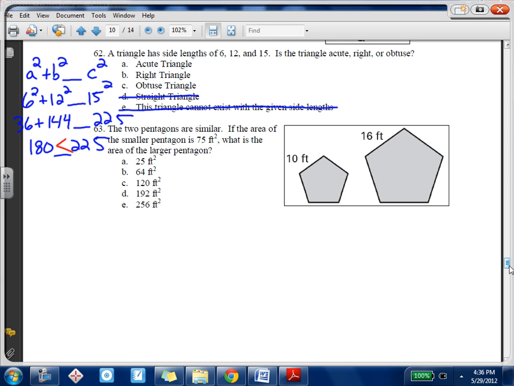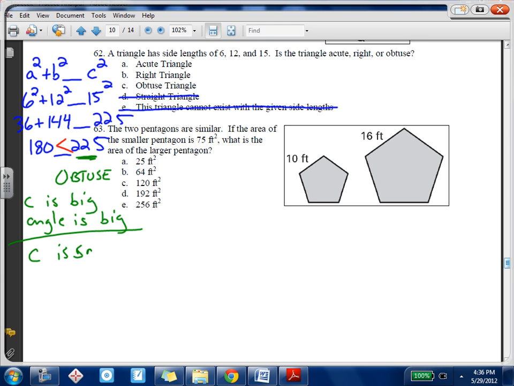Whenever your C value is bigger, it's going to be obtuse. That's the way I like to think of it. C is big, angle is big. Big angles are obtuse. The opposite, if C is small, so if it's less than 180, then the angle is small. The 180 here has nothing to do with 180 degrees, it just happens to be a coincidence. This is an obtuse angle.